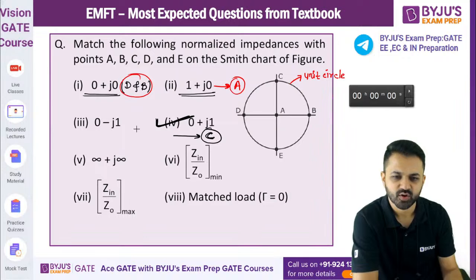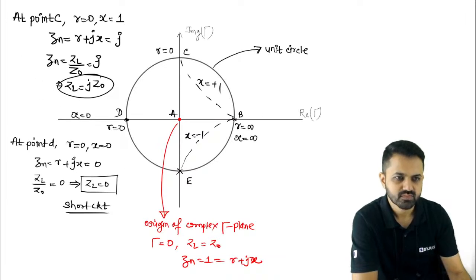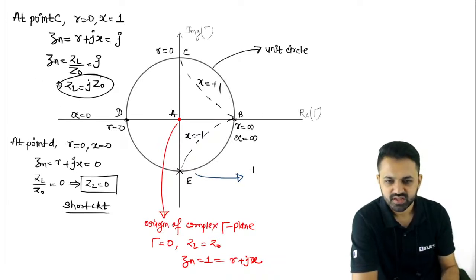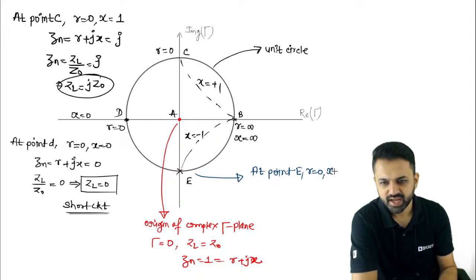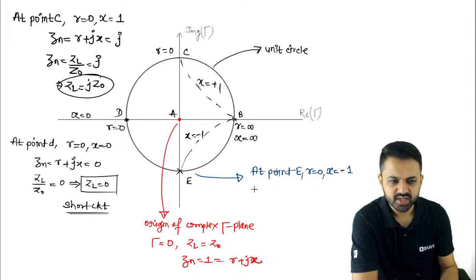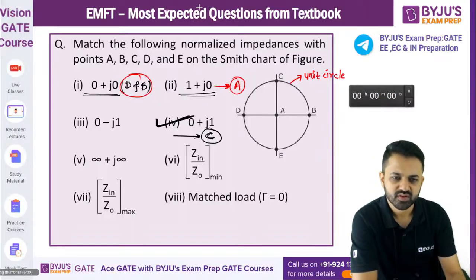Now 0 minus J1, obviously this will be point E. If I observe this, at point E, R is 0 and X is minus 1. So the normalized impedance is minus J. Load impedance divided by characteristic impedance is minus J, so load impedance is equal to minus J Z naught. So this is X equal to minus 1, and this one is representing E.